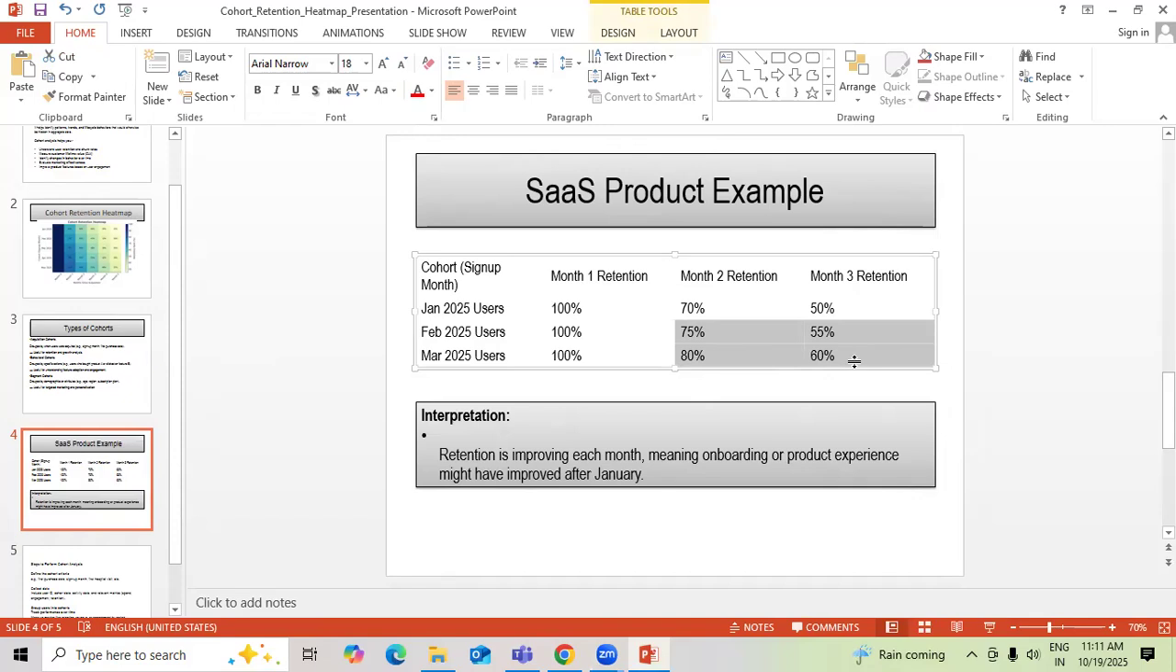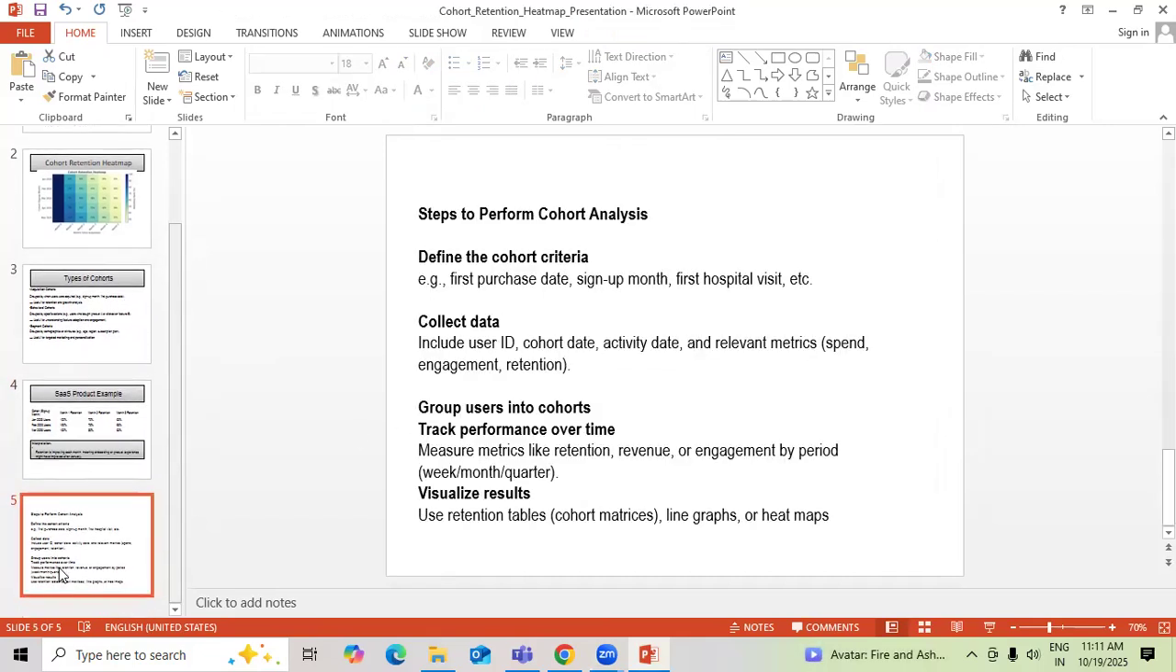This is the observation we can make, because rather than comparing to January, with February and March as examples, a substantial improvement can be seen here. So this is how a product example works for SaaS. There are a couple of other examples that can be discussed in the coming time.